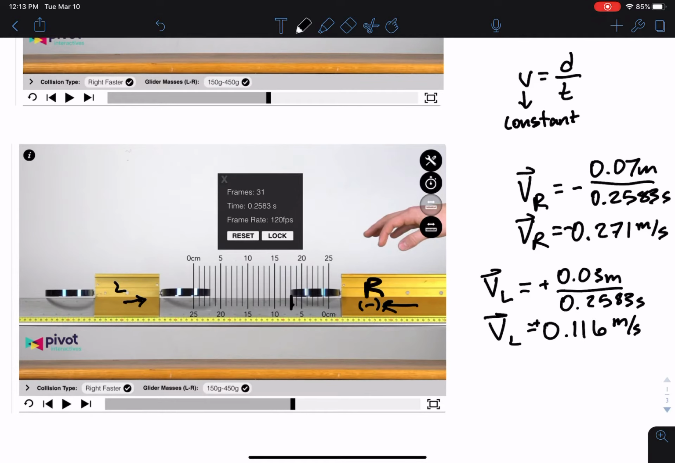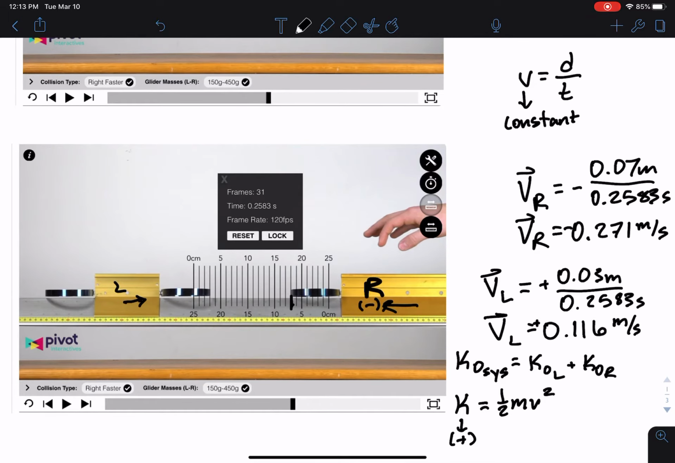Now, once I've got each velocity, figuring out the initial kinetic energy for our system: it is the initial kinetic energy of our left cart plus the initial kinetic energy of our right cart. It doesn't matter what direction we've got here because kinetic energy is just 1/2 mv squared. Even though our right cart is moving to the left and has negative velocity, it gets squared and becomes positive. Kinetic energy is always positive. It's just a magnitude of how much energy.